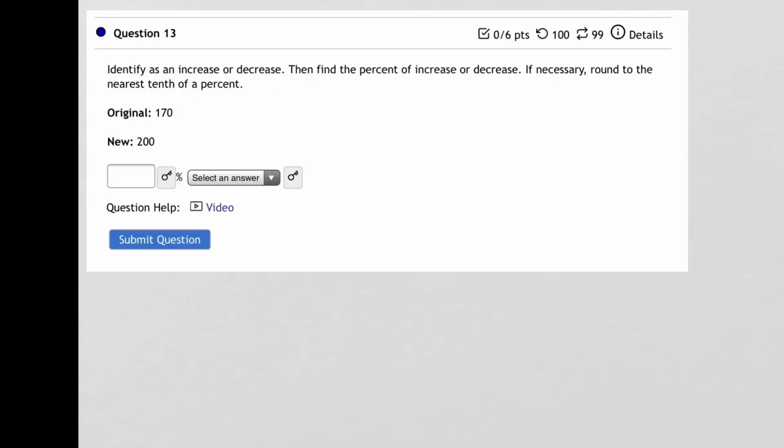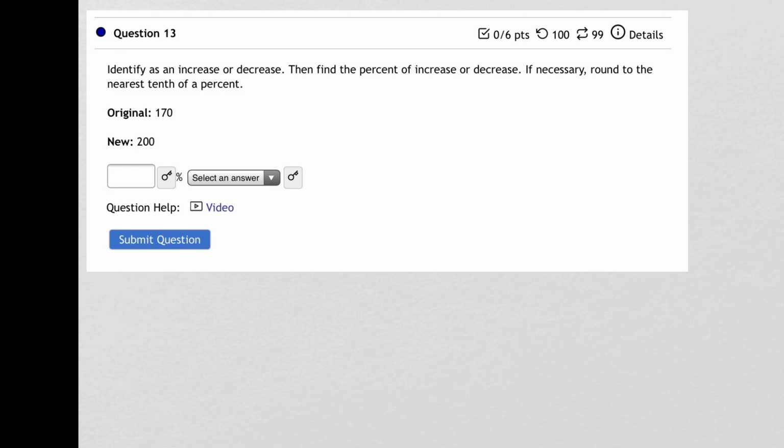Okay, and then we'll just do one more example here. This example says, identify as an increase or decrease, okay? Then find the percent of increase or decrease. If necessary, round to the nearest 10th of a percent. So they want basically a decimal, right? Nearest 10th of a percent.